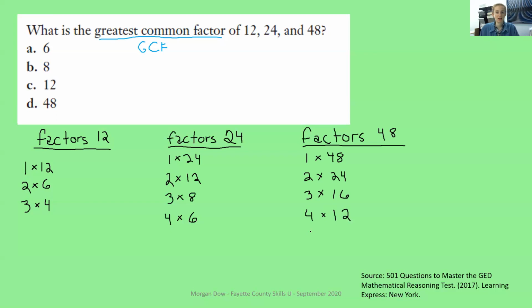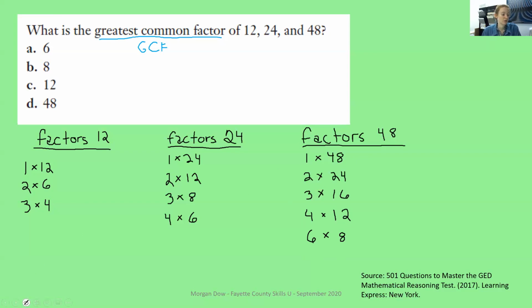What about 5? 5 won't work. Can we do 6? We can do 6. 6 times 8 is 48. 7 won't work for 48. And now we've come back to 8, which is already on our list, so we know we're done. So let's look at our 3 lists here.